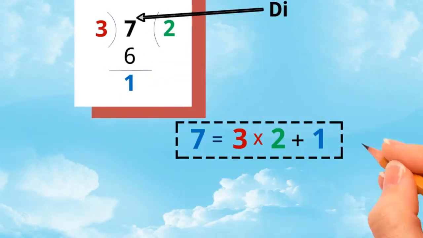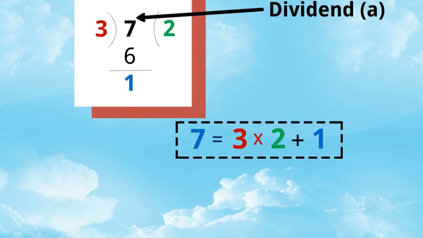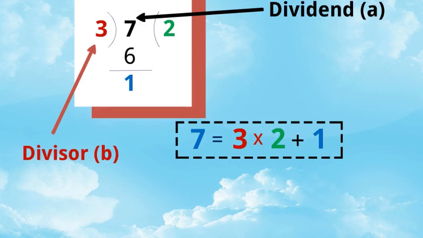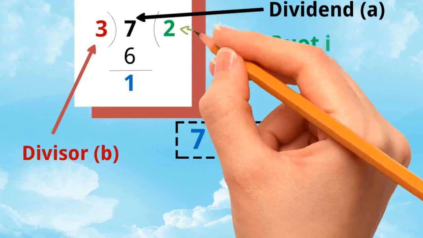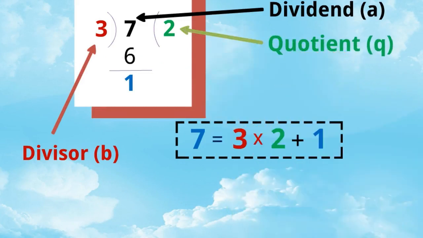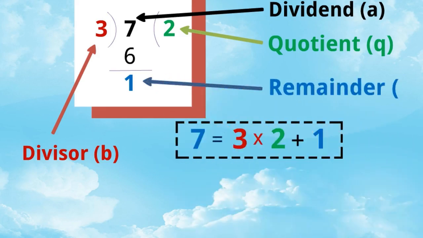Now this 7 is called the dividend. It is symbolized as A. This 3 is the divisor. It's symbolized as B. And this 2, in green color, is the quotient. It's Q. And this 1 is the remainder. That's symbolized by R.